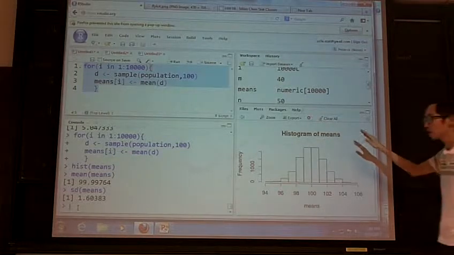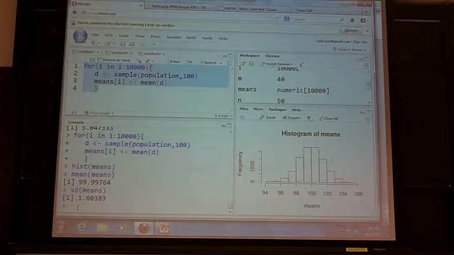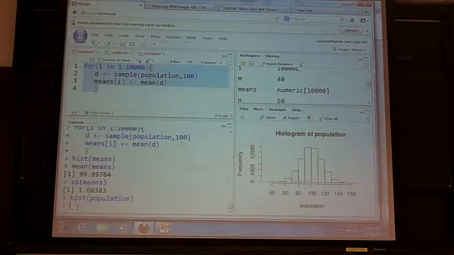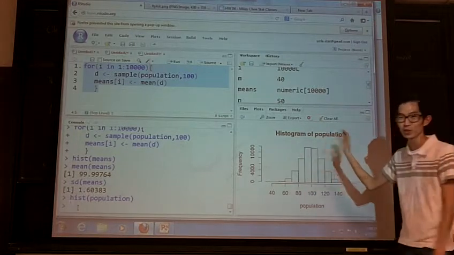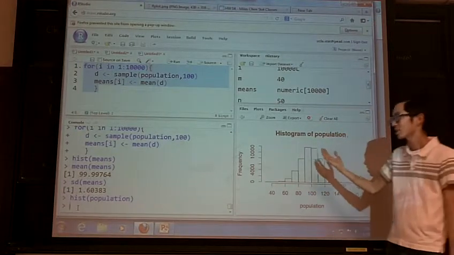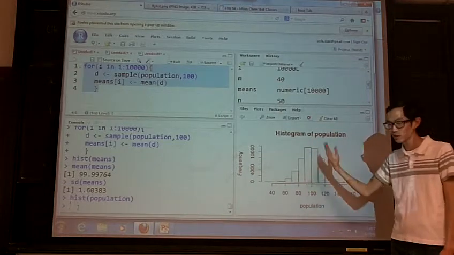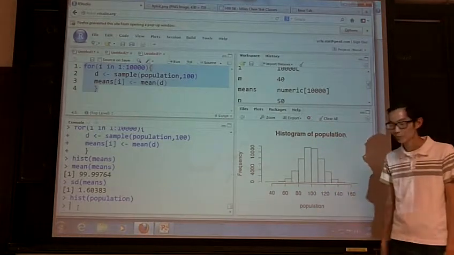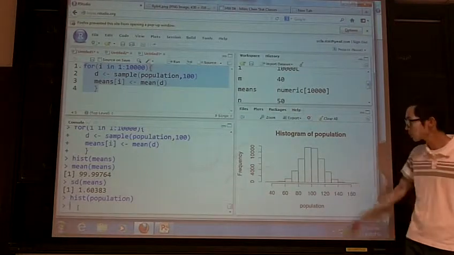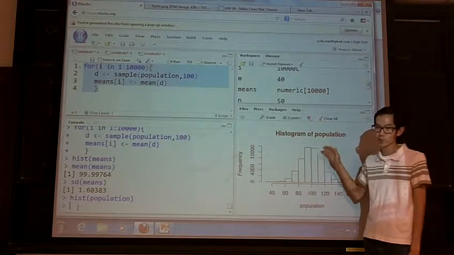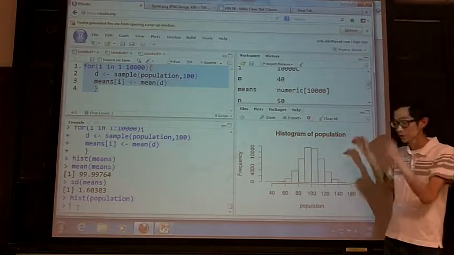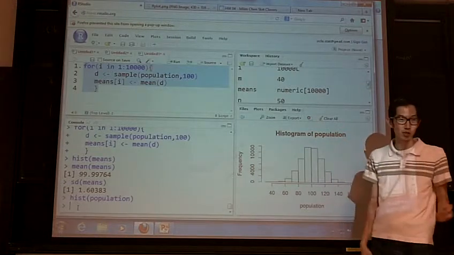What would happen? If we think back to what our population looked like, let's make a histogram of our population. Our population itself was normally distributed. So it made sense that when we took samples from this normally distributed population and looked at all of the means, it would end up looking normal. What if our population was not normal? What if we had a uniform population? Uniform means all of the numbers are equally likely to show up.